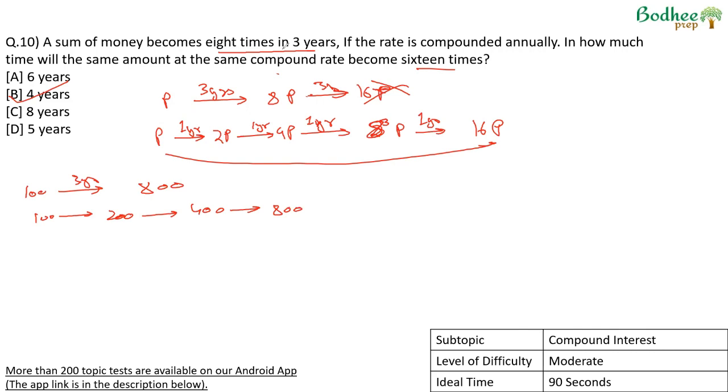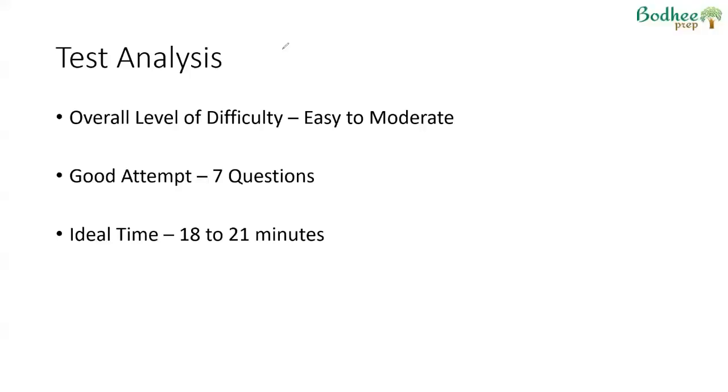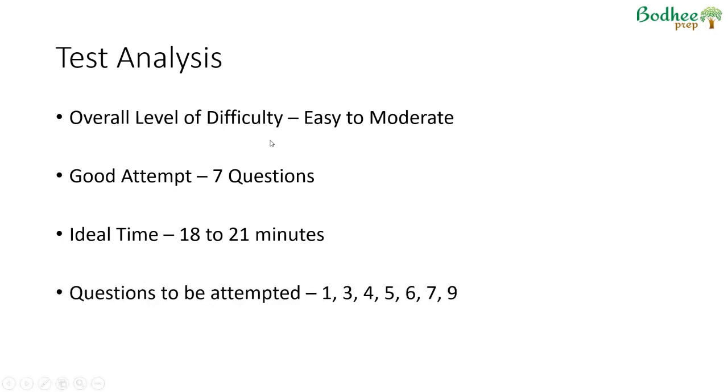Now, in terms of overall level of difficulty, as mentioned initially, this was an easy to moderate sort of a paper. 7 net attempts would be good attempts in about 18 to 21 minutes. The questions that I am looking at are 1, 3, 4, 5, 6, 7, 9. So just to have a look at these questions.